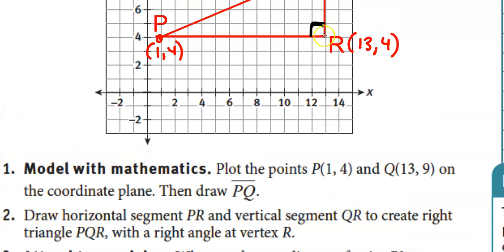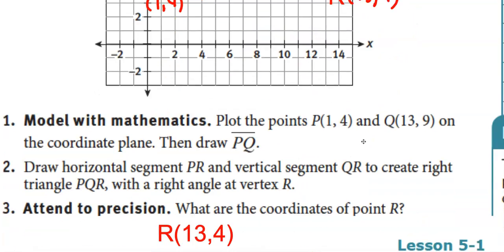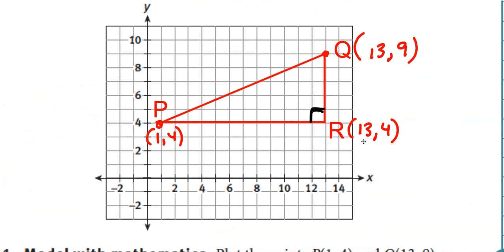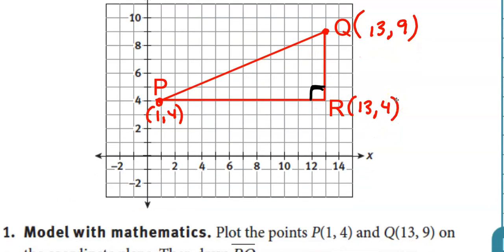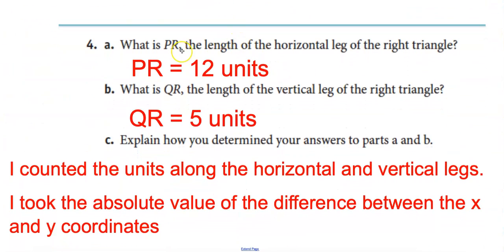R is going to be located at an X value of 13 and a Y value of 4. Okay? So that was 1, 2, and 3. Let me know if you have any questions about creating your right triangle or finding the ordered pairs. But on 4, on the back page, it said, what is PR, the length of the horizontal segment? PR was a length of 12, and QR was a length of 5.